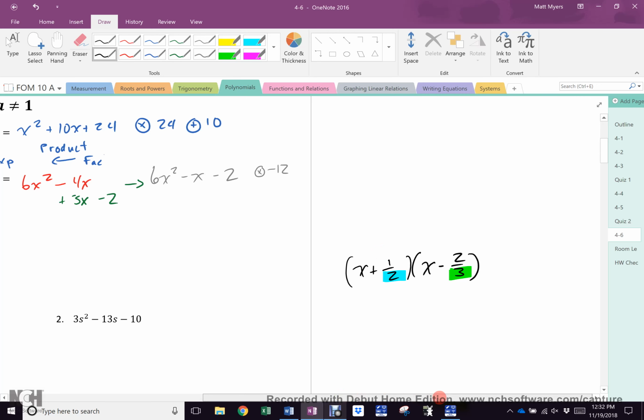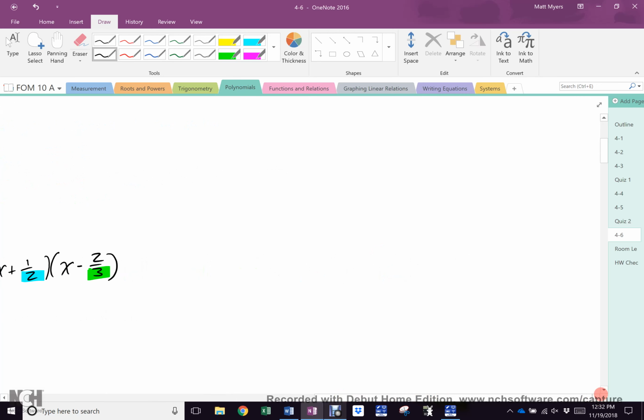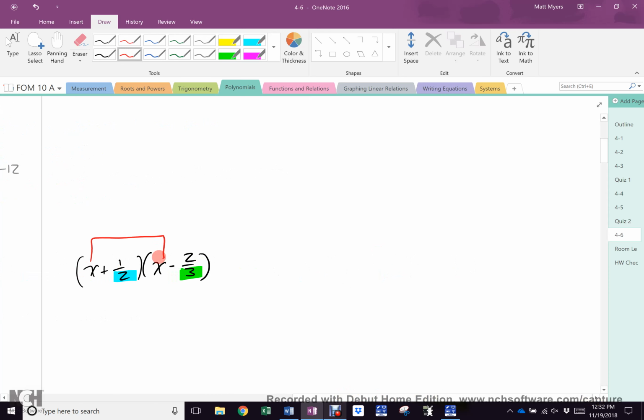All right. What would happen if I expanded this? What would that value be? X squared. What would that value be? Negative 2/3 x, right? What would that value be? Positive 1/2 x. And what would that value be?